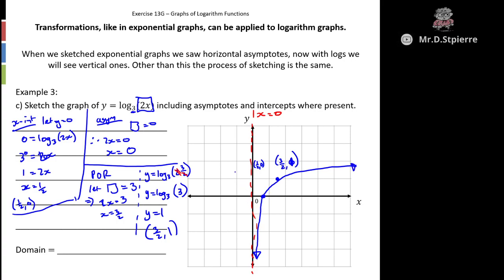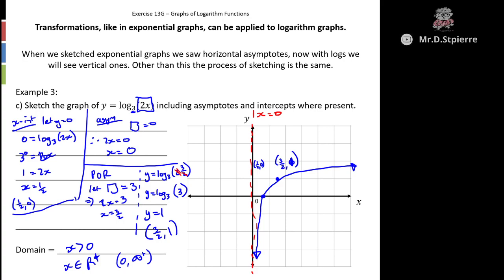And there we go. Our domain again is x is greater than 0, or x is an element of the positive reals, or from 0 up to positive infinity. That's it for exercise 13G, which is graphing of log functions.